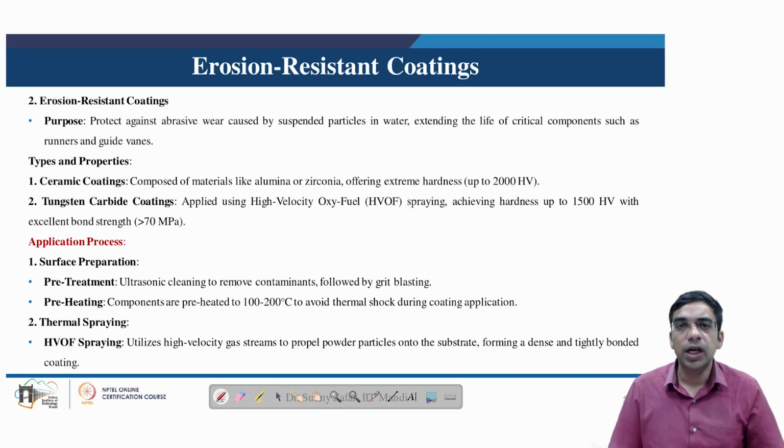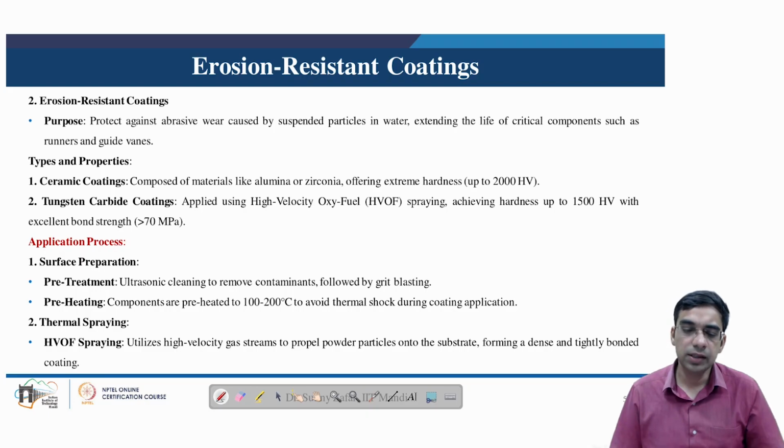So the next and the most important type of coatings which are applied in hydro turbine involve erosion resistant coatings. Erosion resistant coatings protect the hydro turbine components against abrasive wear which is caused by suspended abrasive particles in the water. These are very essential to extend the life of critical components of the turbine such as runners and guide vanes.